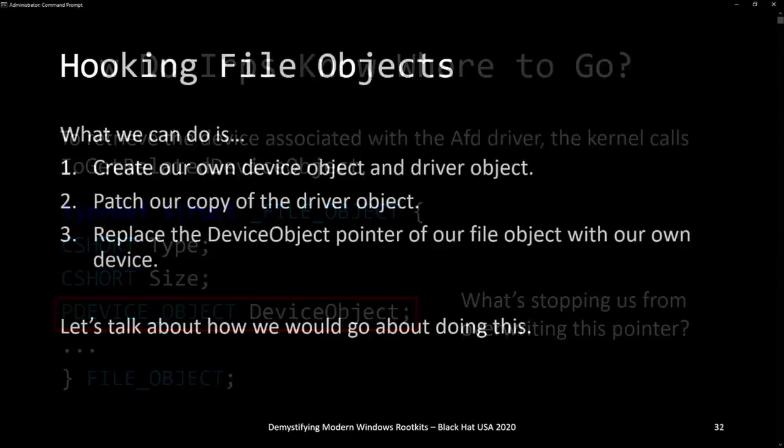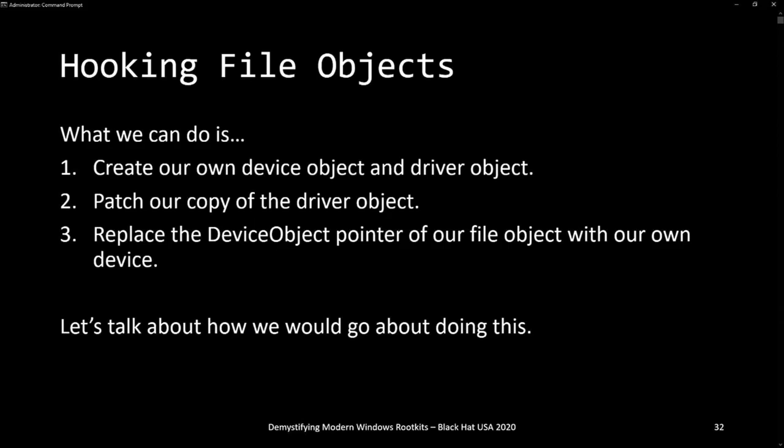So what we can do is create our own device and driver object, and patch our copy of the driver object. This is not the same thing as patching the original driver object, which can be easily found. This is patching our own copy. Then, we can replace the device object pointer of the file object we're hooking with our own device. The neat thing with this method is that instead of hooking globally for every different IRP from any process, we specifically hook the specific handle we'd like to hook.